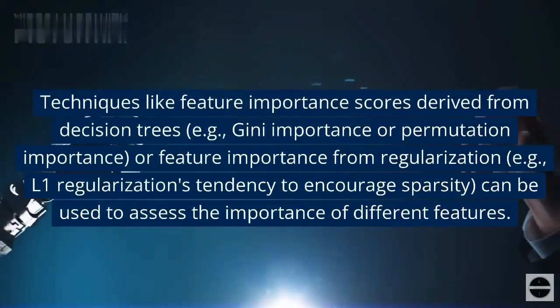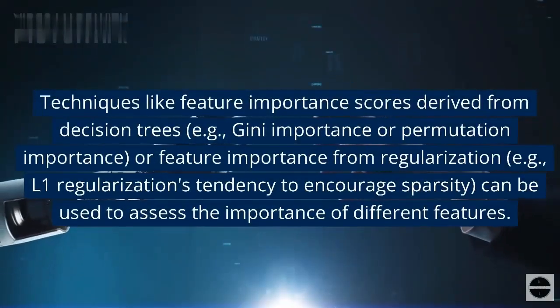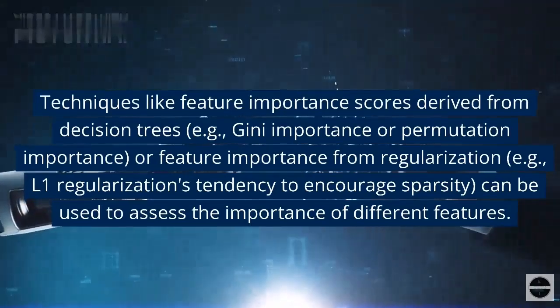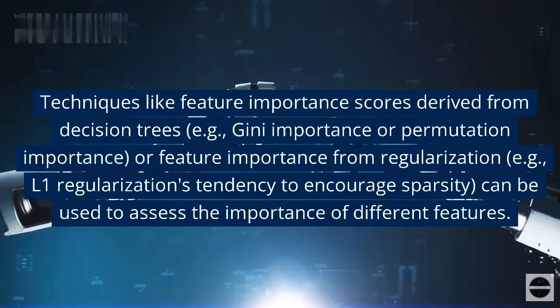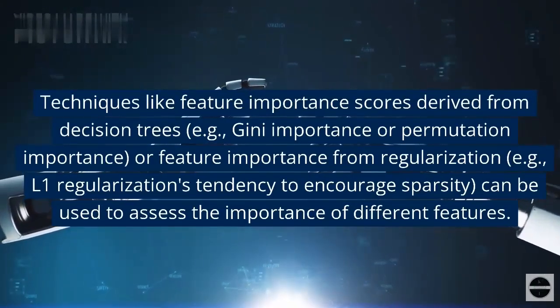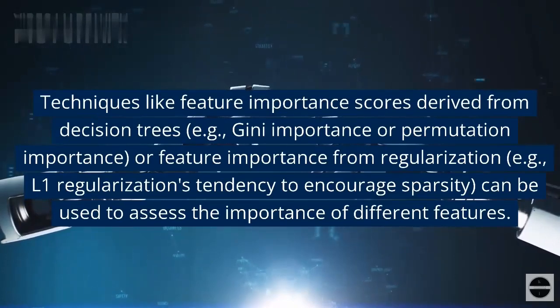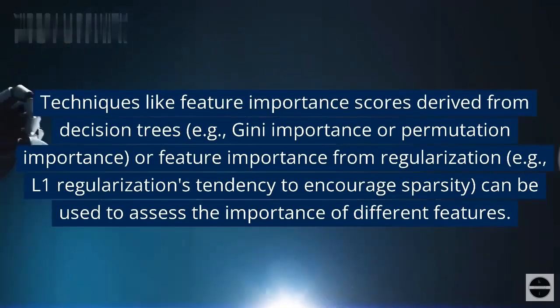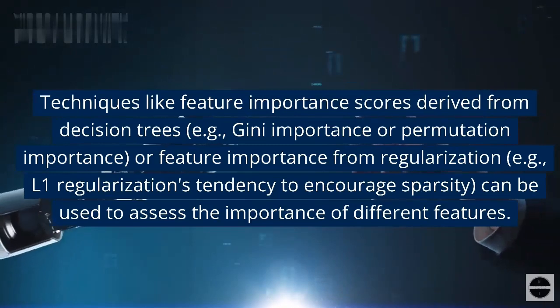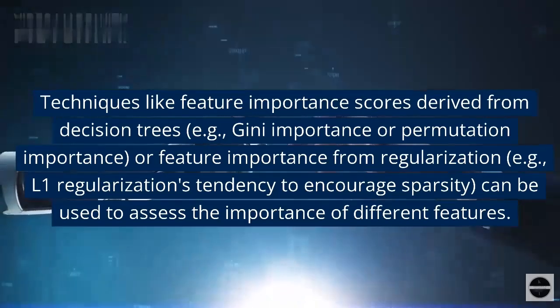Techniques like feature importance scores derived from decision trees, e.g., Gini importance or permutation importance, or feature importance from regularization, e.g., L1 regularization's tendency to encourage sparsity, can be used to assess the importance of different features.